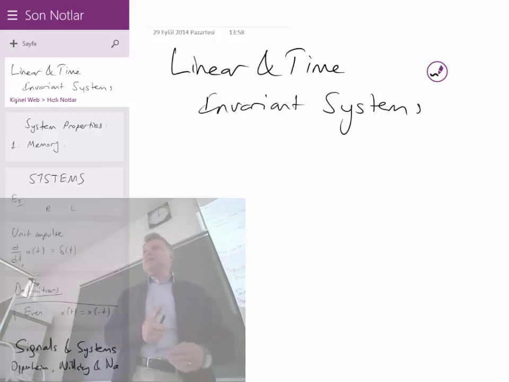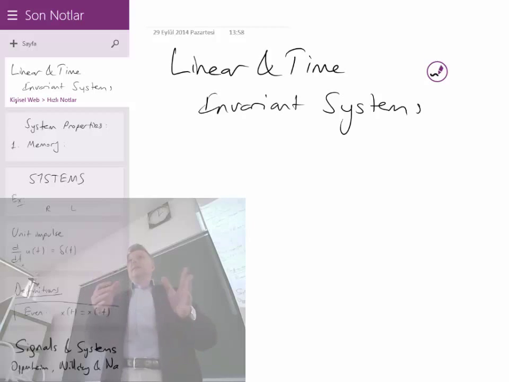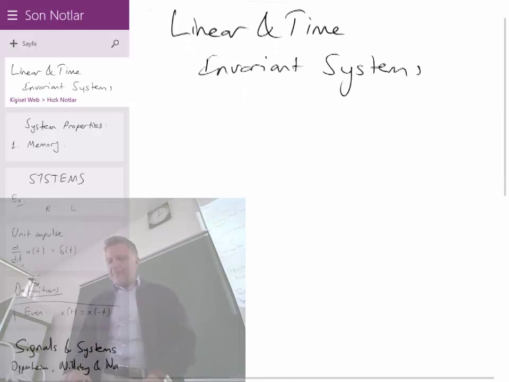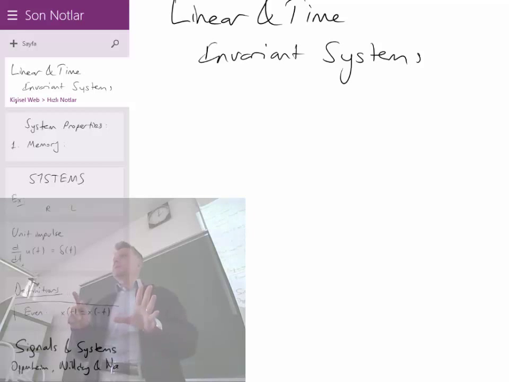By saying much easier, I don't mean that we will immediately find the results for those questions or the answers for those questions. Of course not. It will take the whole semester to be able to properly answer the causal and stable questions. But at least we will have the tools. Let's start by briefly reviewing what this linearity and time invariance was.